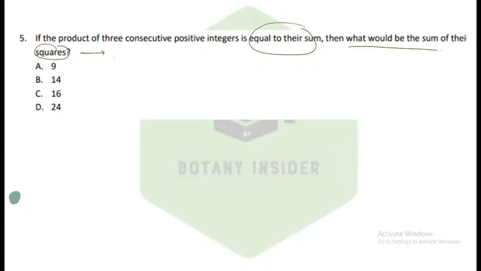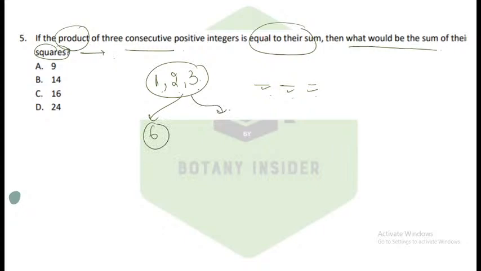Let's give it a try. Question is saying if the product of three consecutive positive integers is equal to their sum. What do you mean by consecutive on the first go? Consecutive means continuously, like A, B, C, 1, 2, 3. It is saying product of three consecutive numbers is equal to their sum. So take a very simple example. Let's take 1, 2 and 3. Add them together: 1 plus 2 plus 3 is equal to 6. Multiply them together: 1 into 2 into 3 is 6 again. So our example is satisfying the condition given to us, right?